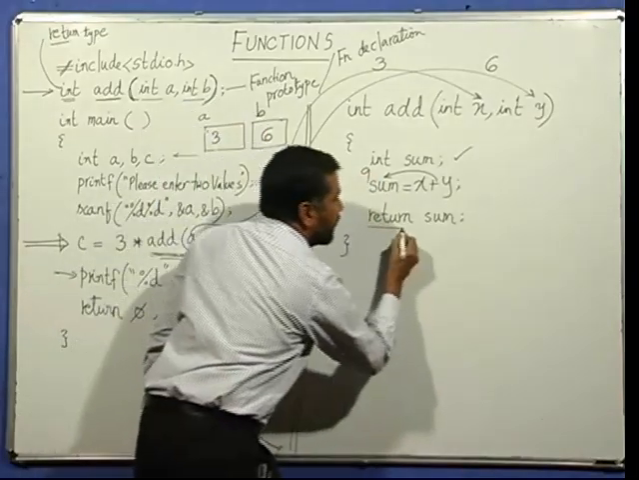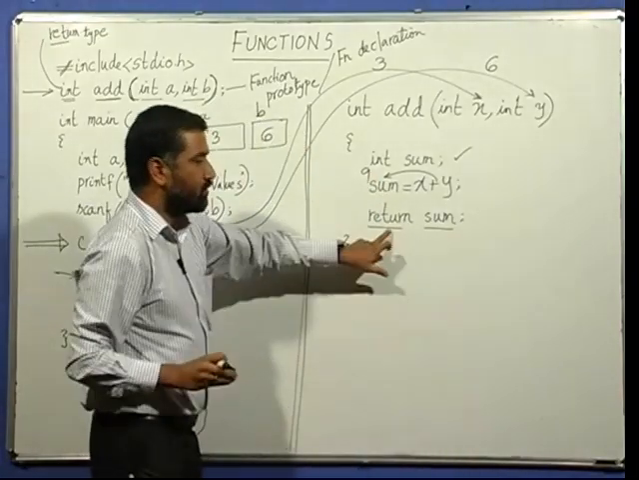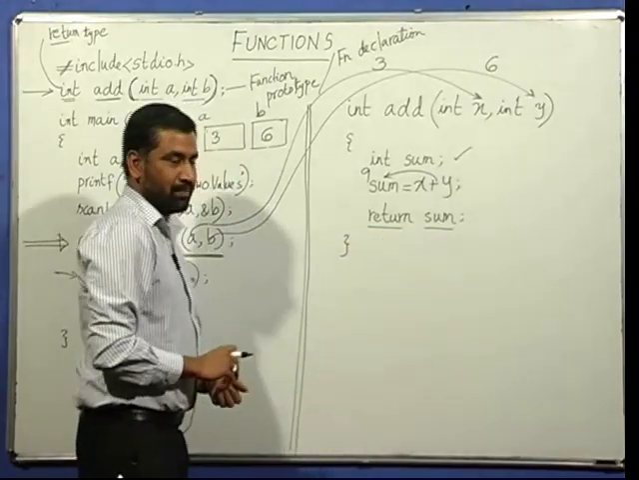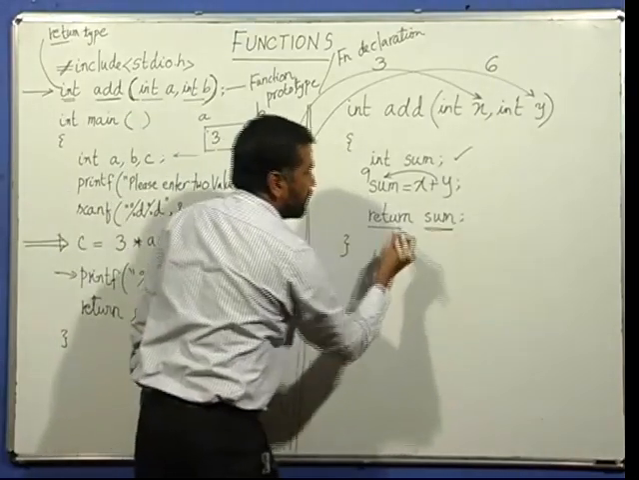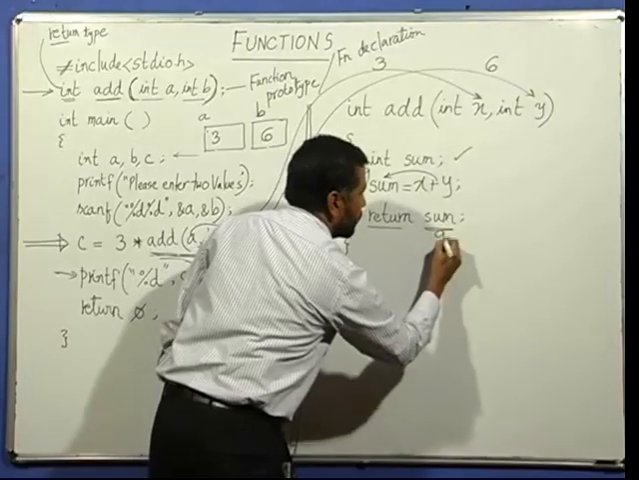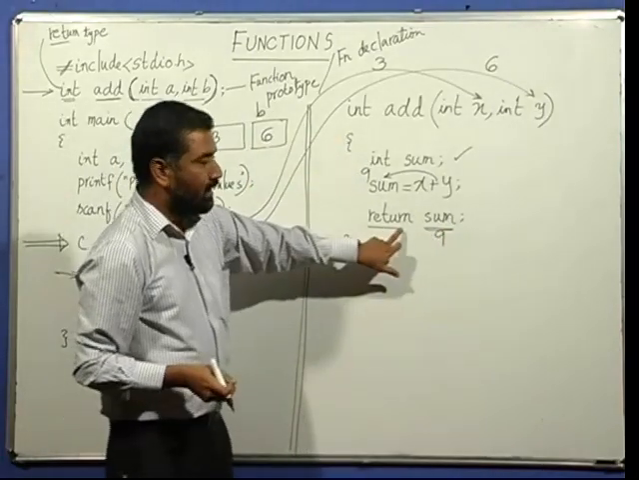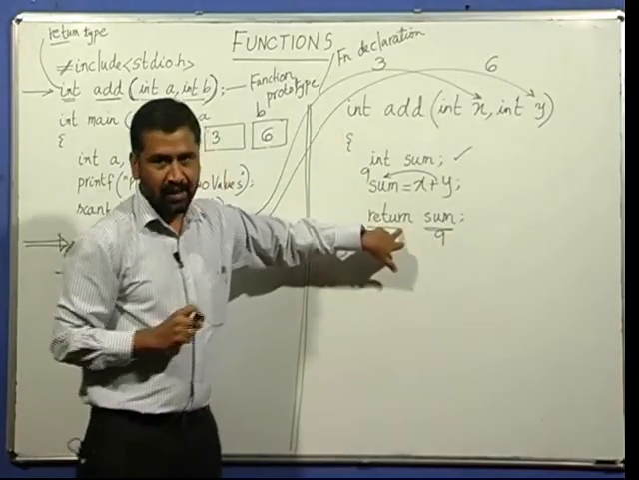Now here, finally you can see that the function is actually returning the value in sum. So what is the value in sum now? 9. So what does the return mechanism do here? That's what you have to understand very clearly.